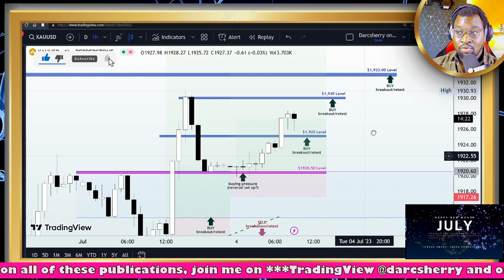Now, if you look at the structure here, we have a low here at the beginning of the week, though we had a little breakdown of the structure, which was immediately followed by an engulfing bullish candle, thereby negating any selling attempt around that area. And it appears we have another new higher low here around the 1,920, which is giving us the confidence to continue with this bullish move.